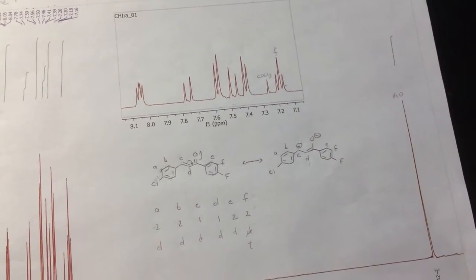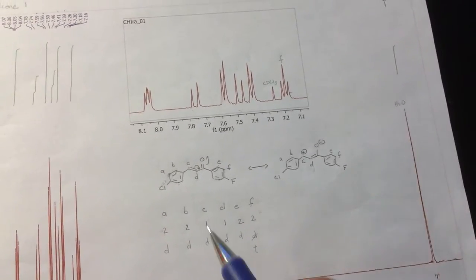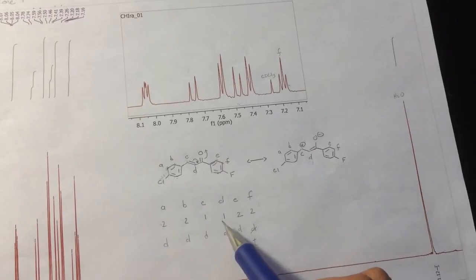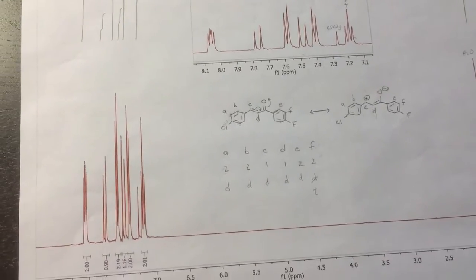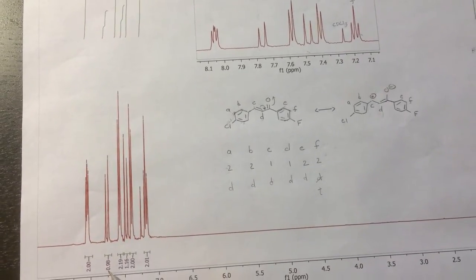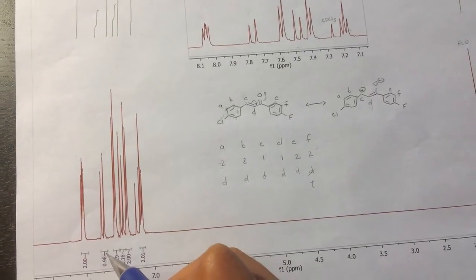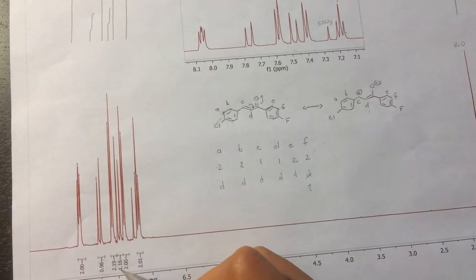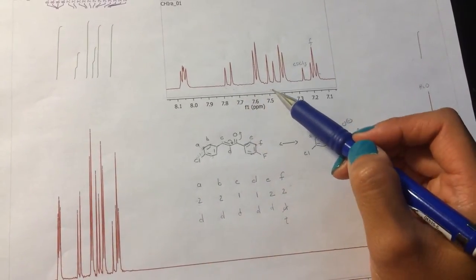The next one that's probably the easiest to assign would be these guys that are only worth 1, right? Because there's less of them. And so there are two things that you could do. One is you could take a look at your integrations here and see what goes to 1, and we luckily have this guy that integrates to 1, and we have this one that integrates to 1, and that ends up being this guy here and this guy here.